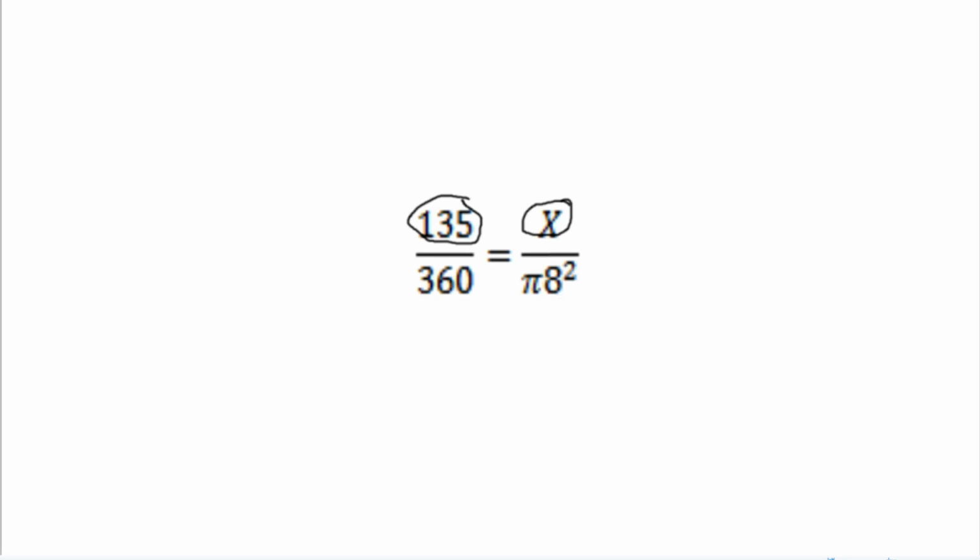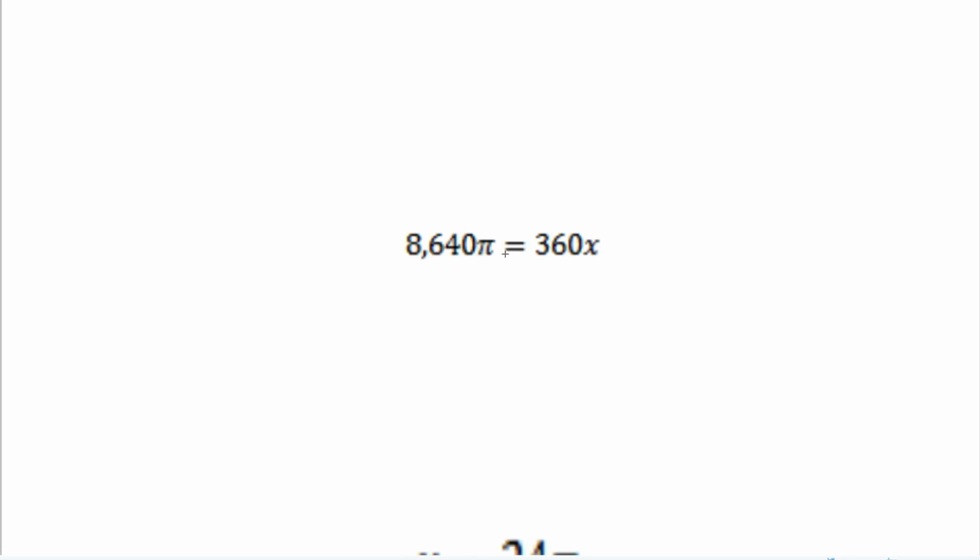Now, to solve for the sector area, you must do exactly what you do in arc length and cross multiply this formula. So, you have to do 135 times pi 8 squared equals x times 360. Once you cross multiply this, you will end up with this. 8,640 pi equals 360x.